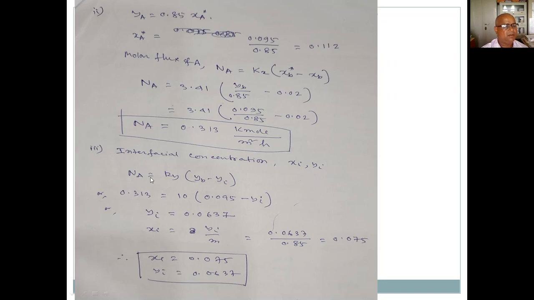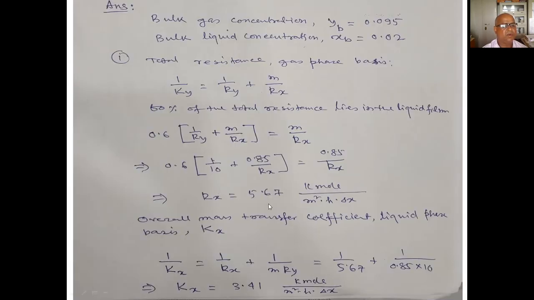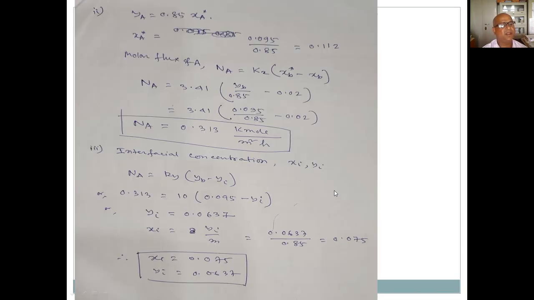I have calculated based on the gas phase. You can calculate the liquid side also, because then N_A will be small k_x times (x_i minus x_B). Because you know the small k_x, you can calculate that way also. Anyway, you can calculate this, it is not a problem.